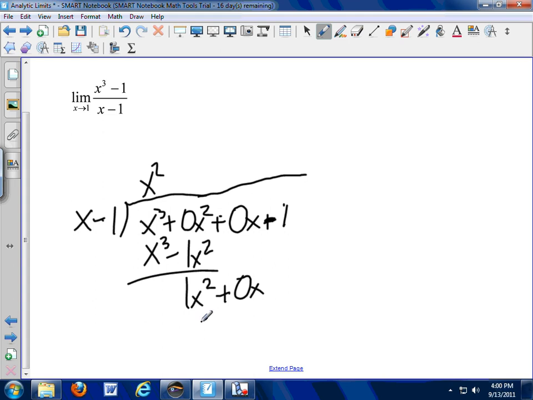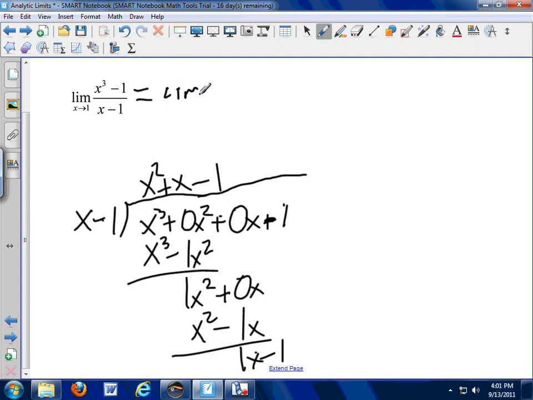Subtract, then I need to go with x times x squared, so plus x. X times 1 minus x squared. Subtract, and I'm left with 1x minus 1, which goes into there one time. We have a formula for that, we'll figure it out. So that's the same as the limit as x approaches 1. I forgot to mention, if you plug 1 in here, 1 minus 1 is 0, and 0 minus 1... it's 0 over 0, which means we have more work to do. The more work is factoring it.